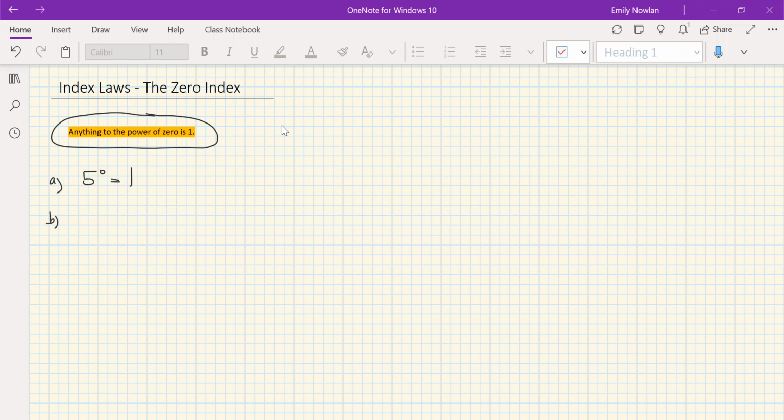What about something that seems less obvious, perhaps 0.3 to the power of 0? Try that on your calculator. It will give you 1. So if I'm going to say anything to the power of 0 is 1, then even if I don't know the number, say a, and I raise it to the power of 0, I get 1. So the general rule that we talk about is x to the power of 0 equals 1. Okay, so that's the zero index.